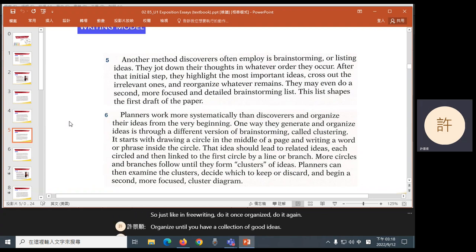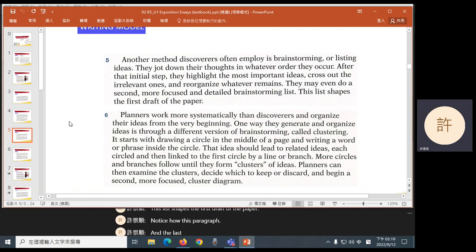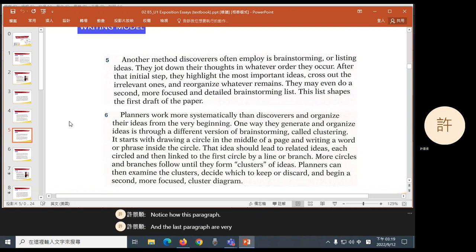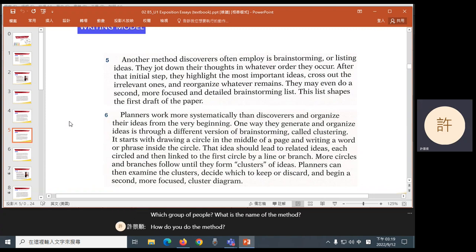This list shapes the first draft of the paper. Notice how this paragraph and the last paragraph are very similar. Which group of people? What is the name of the method? How do you do the method? Why do you do the method? Like, what do you want from this method? And then at the end, you are now ready to write your paper. It's very similar structure. It's a very clear structure.